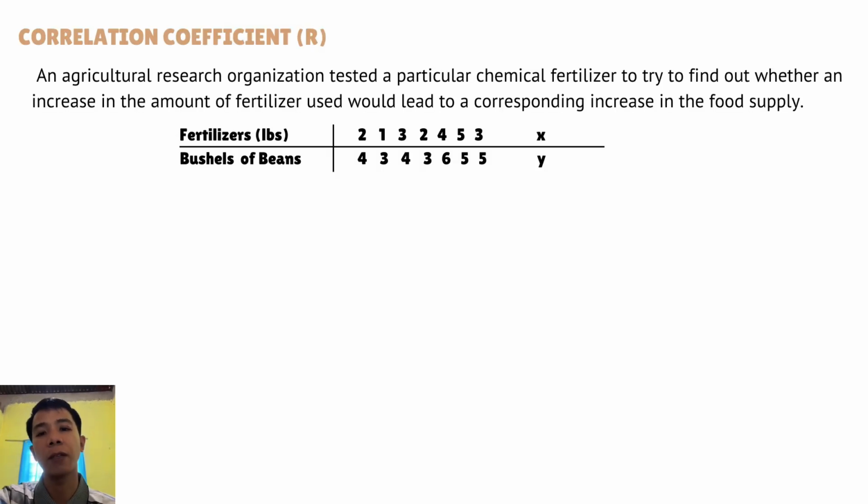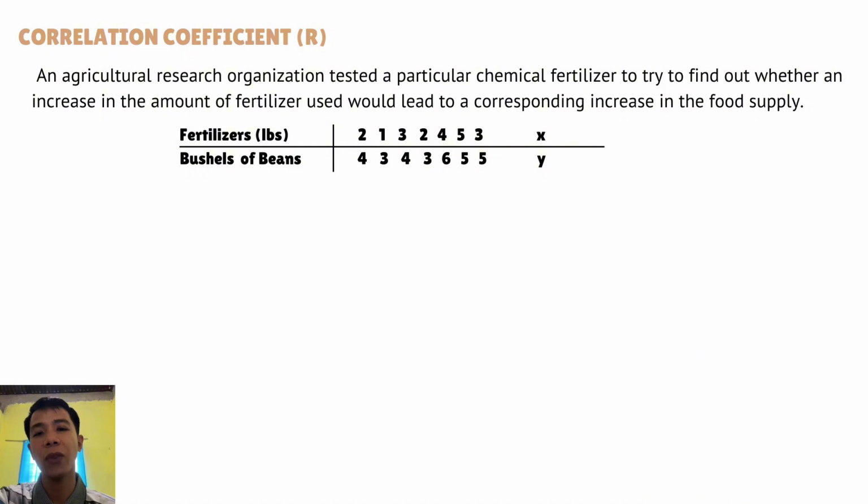Fertilizer in pounds and bushels of beans. Bushels means this is a measure of capacity that is equal to 64 US pints. That is equivalent to 35.2 liters. And it is used for dry goods, and that's the data.